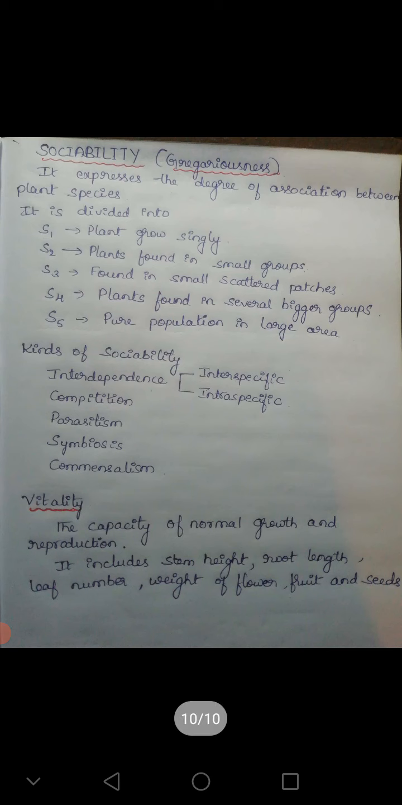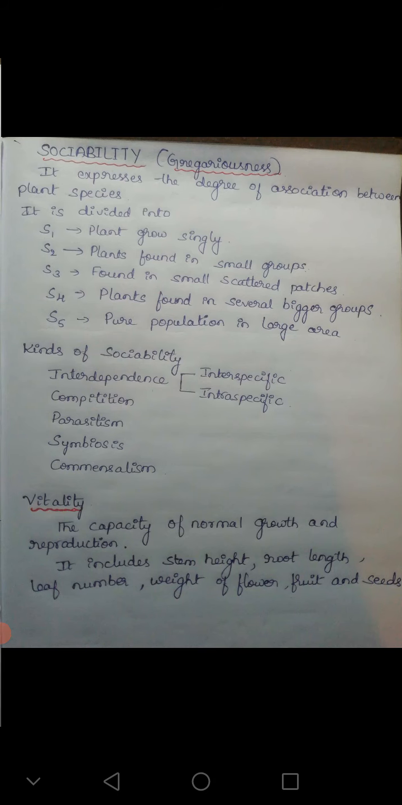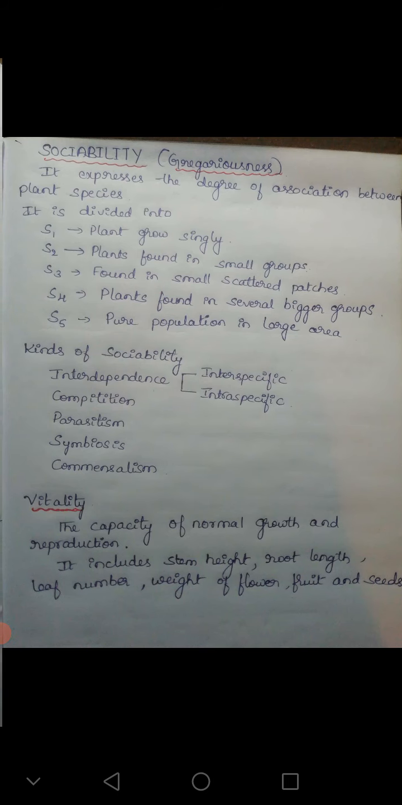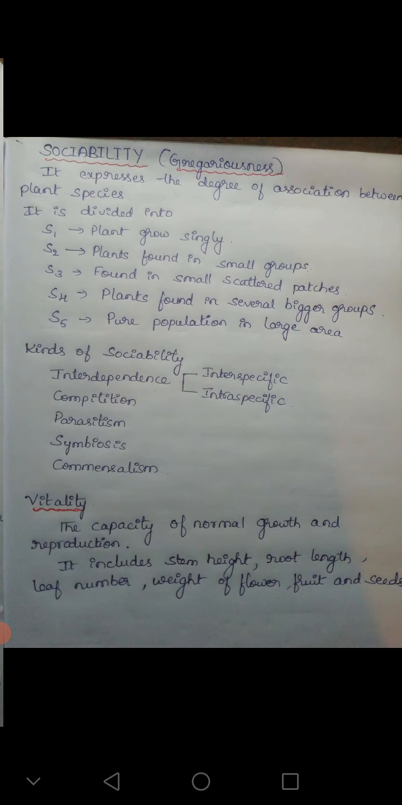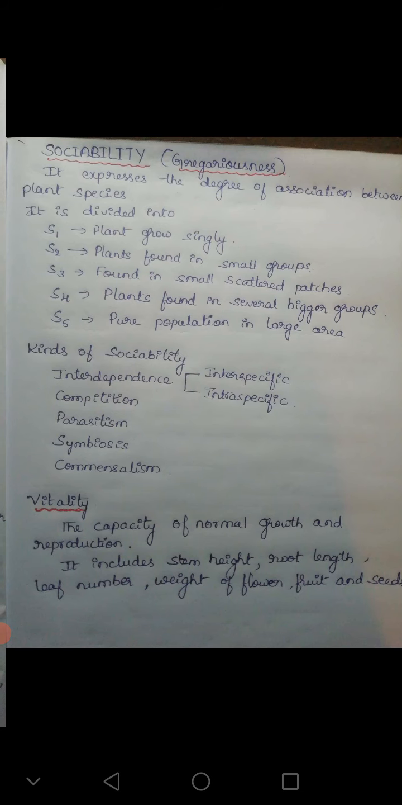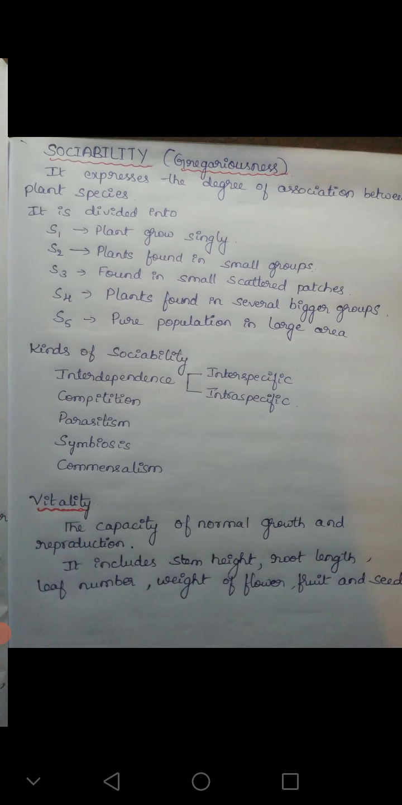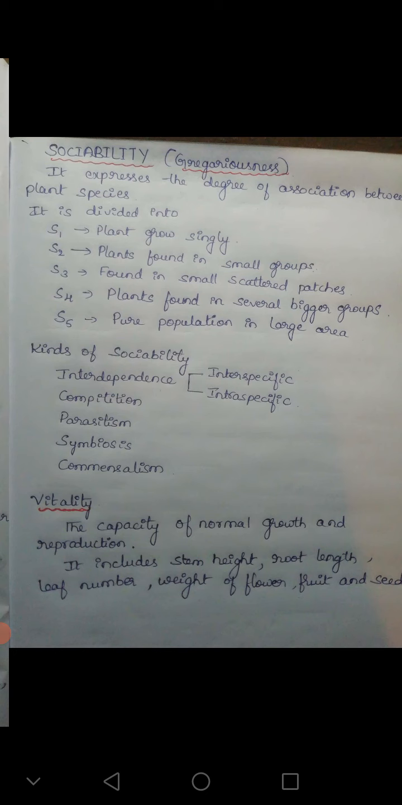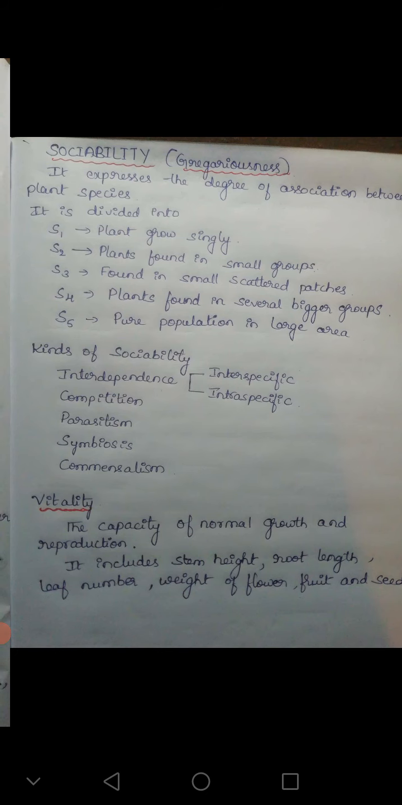Next we come to parasitism. It is the relationship between two plants where one organism is the parasite that is benefited, and it kills the host plant. This one organism depends on another organism, in that one is the parasite, one is the host plant. Here the parasite is only benefited and the host will be killed.